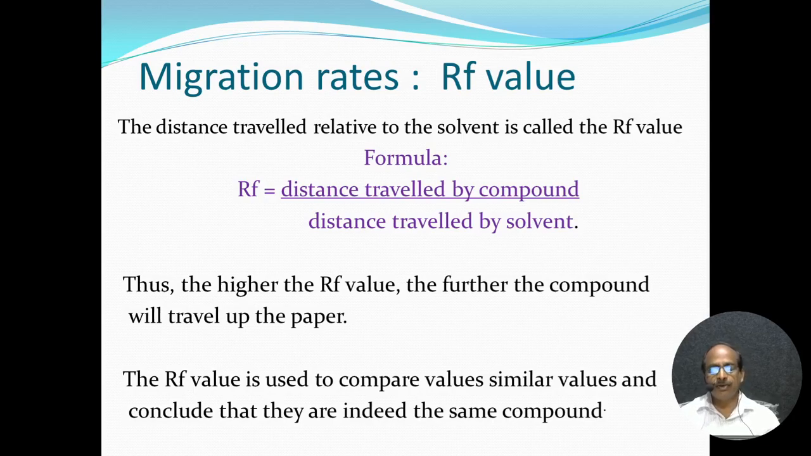That is the most important for the calculation of the RF value. If your RF value is greater than 1, that is absolutely wrong. Below 1 is absolutely right. Similar values are concluded for the same component.